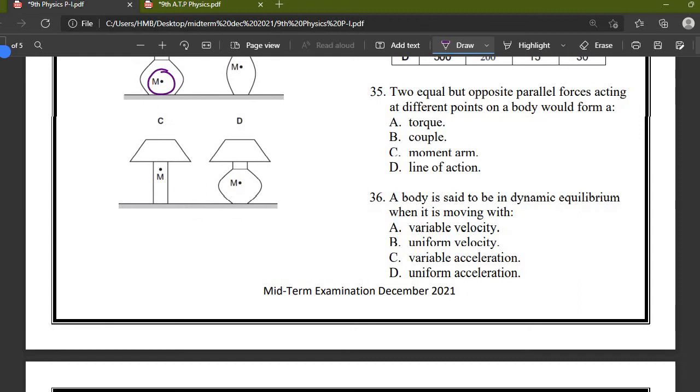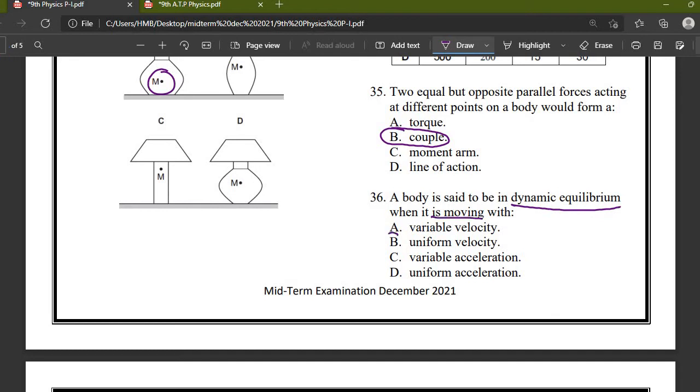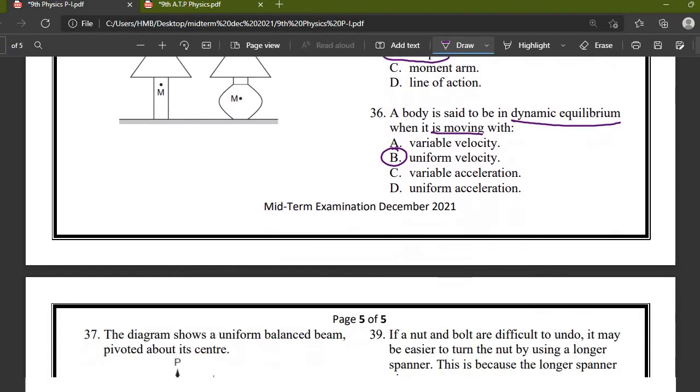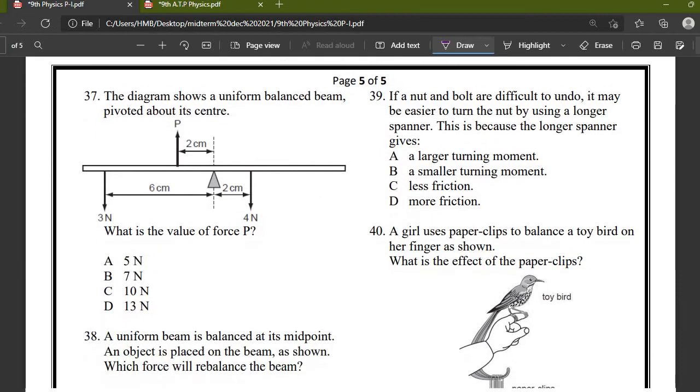Question number 35. Two equal but opposite parallel forces acting at different points on a body will produce a couple. Option B is the right answer. A body is said to be in dynamic equilibrium when it is moving with uniform velocity. So this is known as dynamic equilibrium. Option B is the right answer.